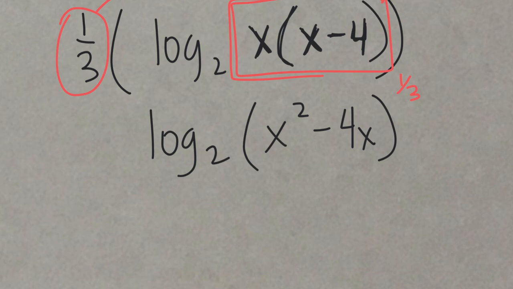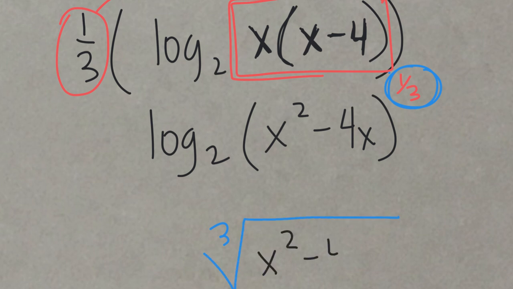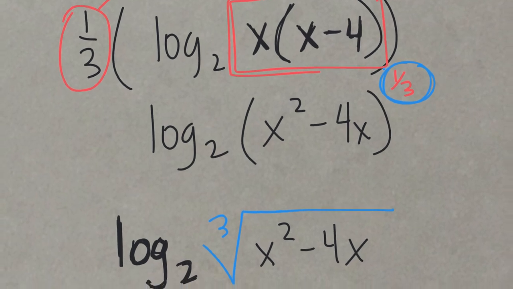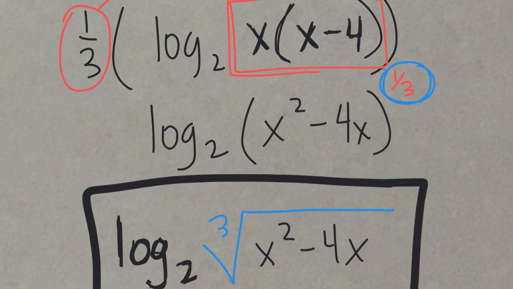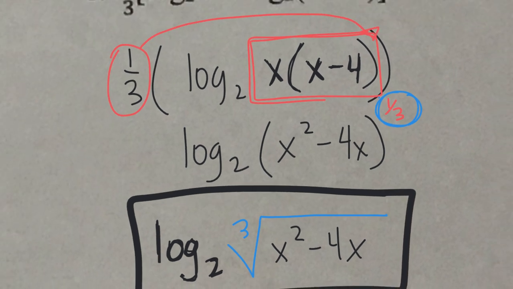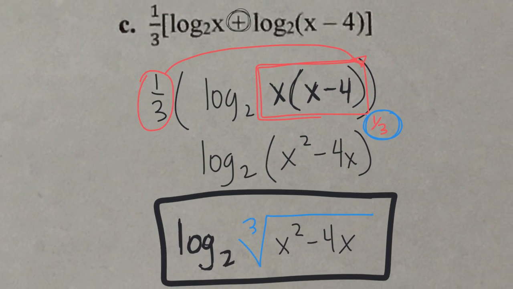Now we're going to take our 1/3 and we're going to write it as a root. So 1/3 is the third root of x squared minus 4x, and we're taking the log base 2 of that radical. So we have condensed it down to just one log of this crazy thing. Okay, and that's your answer. There we go. Okay, condensing. When condensing, we start off with multiple logs and we end up with a single log.